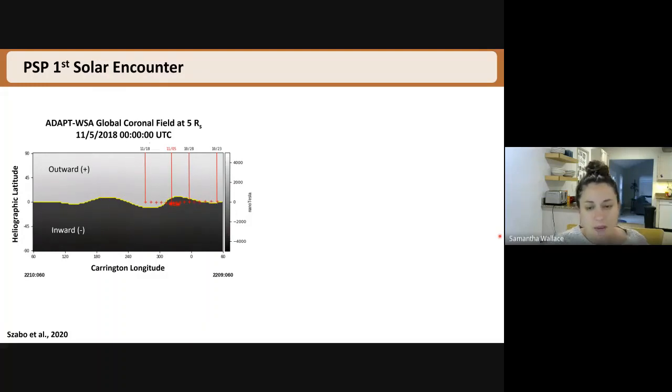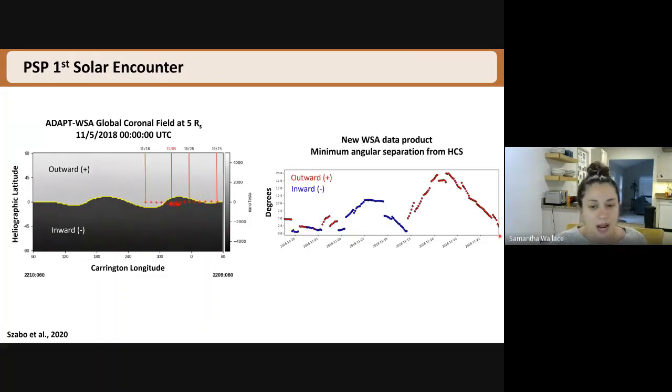So after we've mapped Parker back to this outer coronal boundary, we then calculate the minimum angular separation between Parker's location, or the red crosshairs, and the model-derived heliospheric current sheet in yellow. And that's what's shown here on the right. This is also just one realization. So this is a new WSA data product where we can quantify the spacecraft distance from the heliospheric current sheet. This also came out of this research.